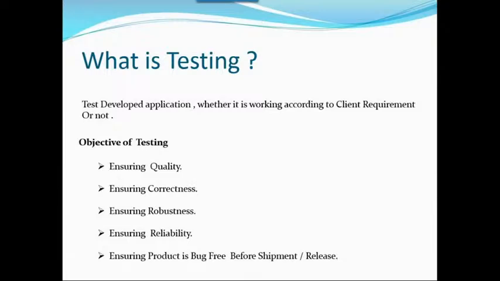Ensuring the correctness and robustness, and ensuring the reliability. What is the meaning of correctness and robustness? Correctness means critical functionality also we need to check. Robustness means we need to check whether it is working as per the given requirements in all areas or not. And reliability is one of the most important ones. Reliability means whether this application is user friendly or not, we need to check while testing. This is the objective of testing.